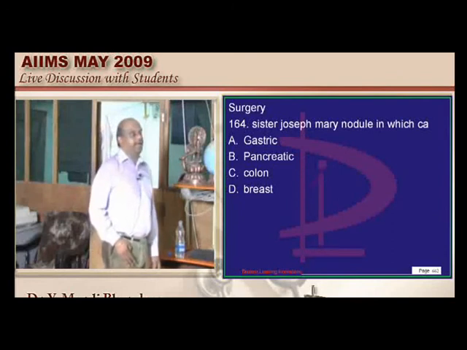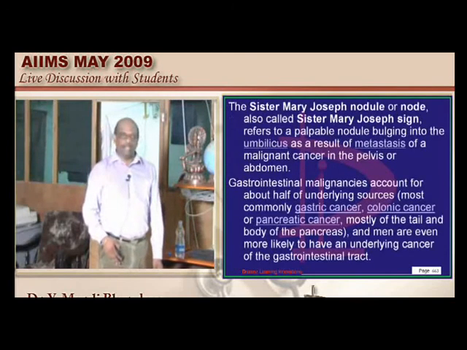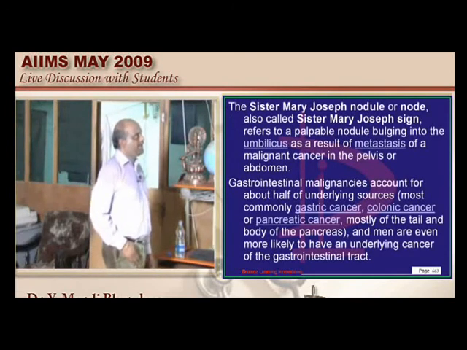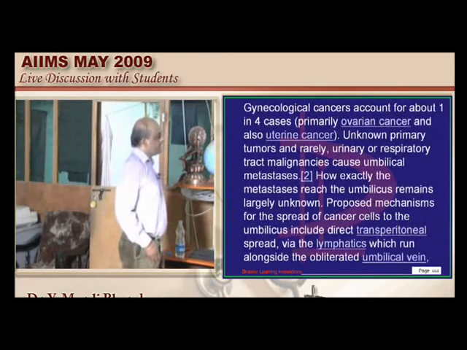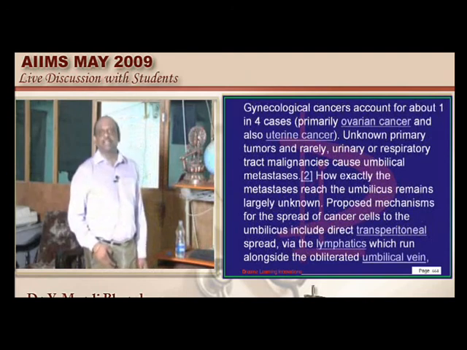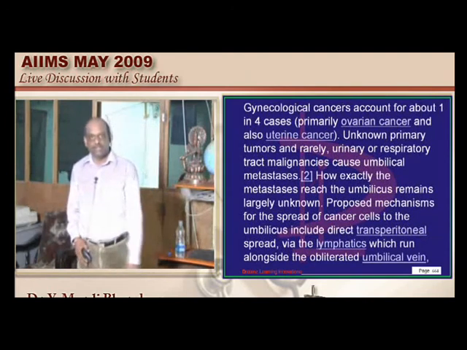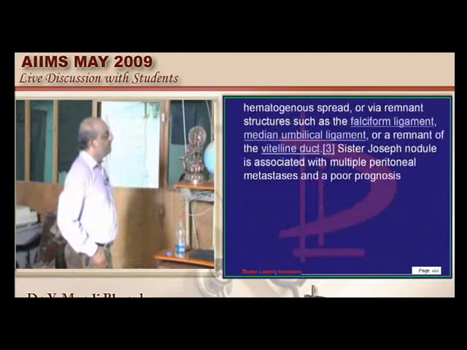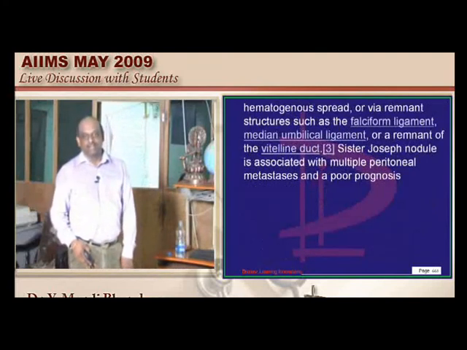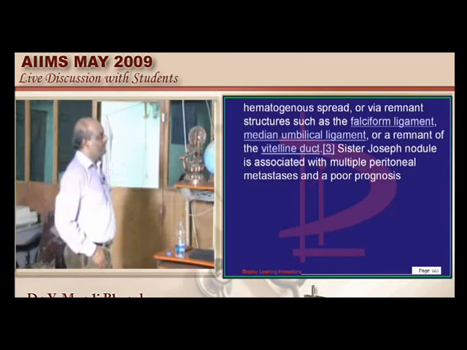Sister Joseph Mary nodule, where do you find it? Bailey and Love says you find it in everything: gastric cancer, colonic cancer, pancreatic cancer, uterine cancer, etcetera. All of them are incidentally there. Is there any question on except about? No, it is given like that. So good, you have all four correct. Only if you left the question, that is an unfortunate experience.